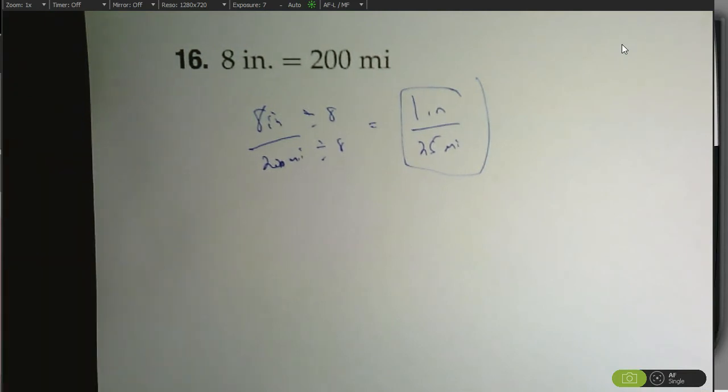So hopefully that's helpful. I just ran through like 4 problems that were in the homework.